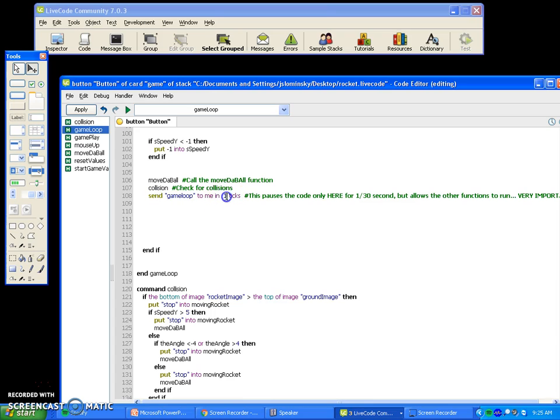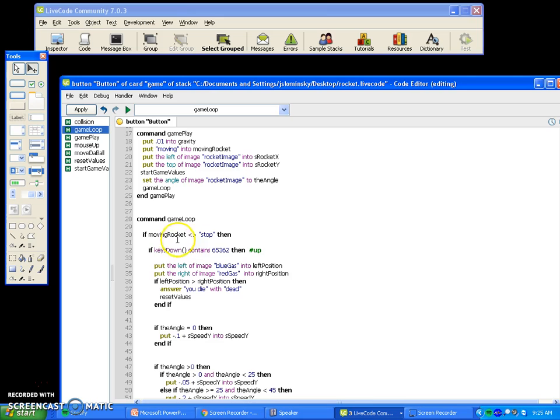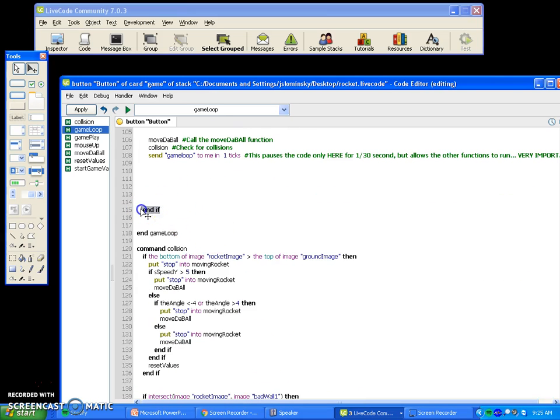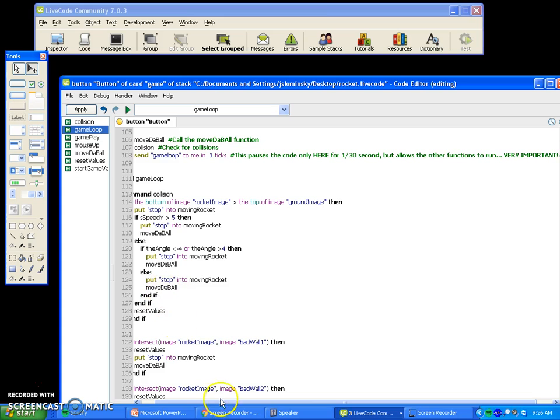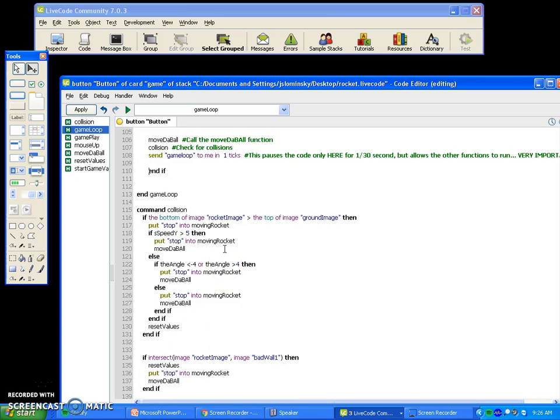Okay, and this ticks determines the speed of the game. So if you were to put like 10 ticks, it would make it slower. So that's the end if, remember, way at the top. We said if the moving rocket does not equal stop, so we're just ending that. That whole thing was for that. You could probably move that up a little bit. Oops, we'll do that. Okay, and that ends the game loop.